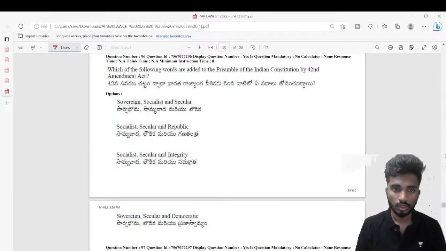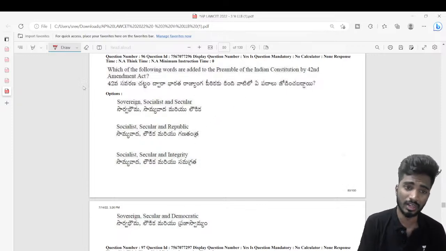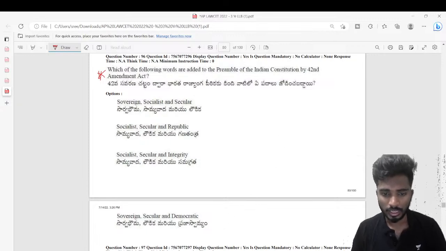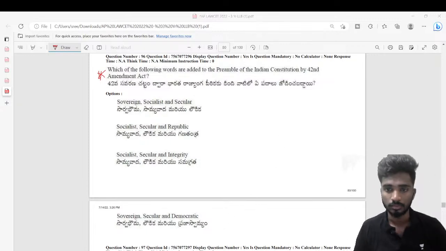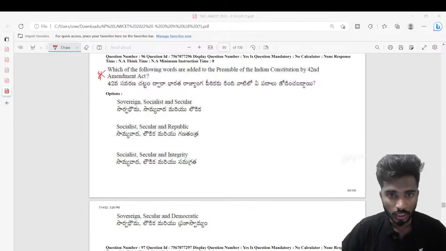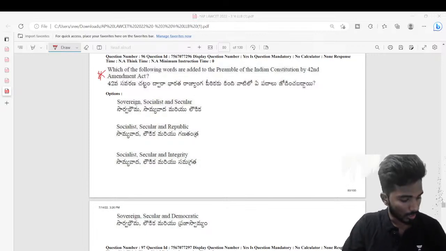Next, which of the following words are added to the Preamble of the Indian Constitution by the 42nd Constitution Amendment Act? Very easy and important question. Multiple times this question was asked in the exam.